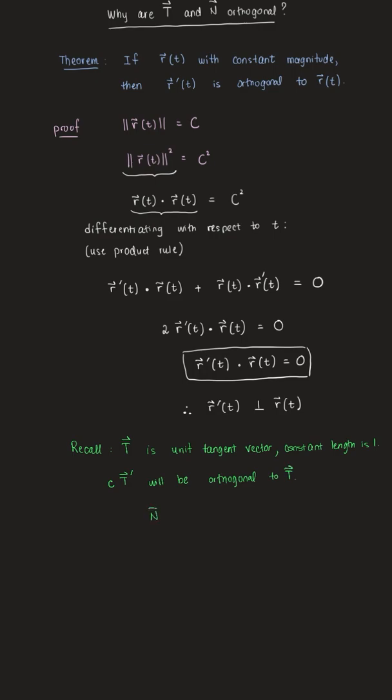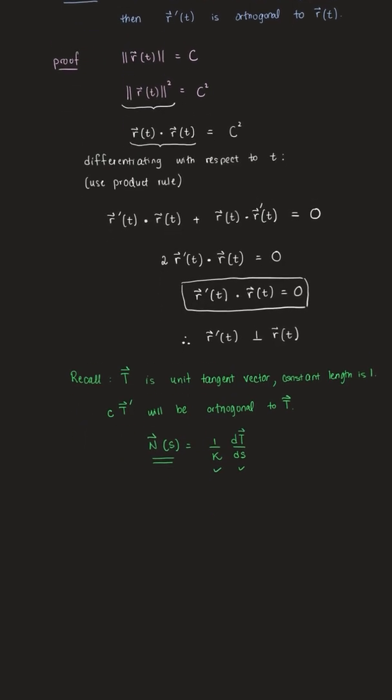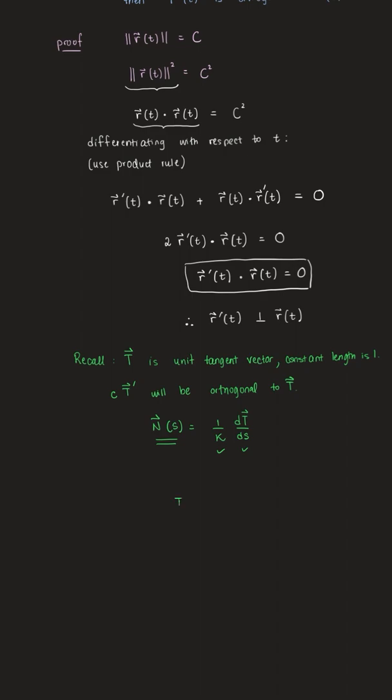And the way that we defined N with respect to the arc length was 1 over the curvature times the derivative of T with respect to s. This is a constant multiple of our derivative function T prime, which means that our normal is a scalar multiple of T prime. Therefore, it must be orthogonal to T. And so we conclude here that T is perpendicular to our normal vector, which means that their dot product is always equal to 0.